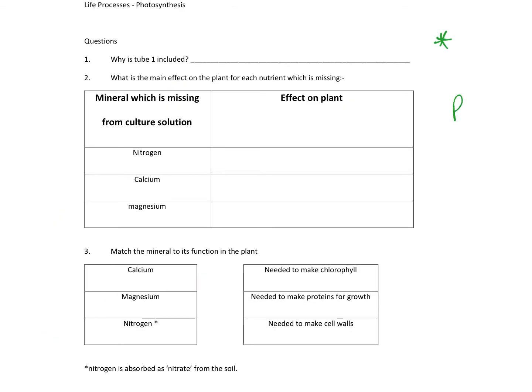Then finally on page 17, you need to answer questions 1, 2 and 3. If you're struggling with question 3, you should be able to get it from the information from this experiment, but if you're not sure, you can use the internet to help you if needed. Question 1 is quite straightforward. Why is tube 1 included? For question 2, it says, what is the main effect on the plant for each nutrient which is missing? So if that mineral is missing, what is the main effect?